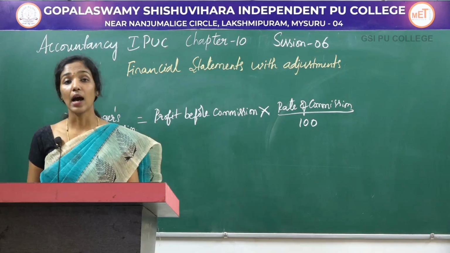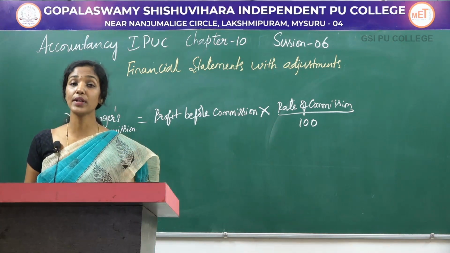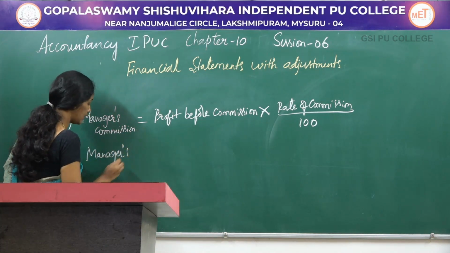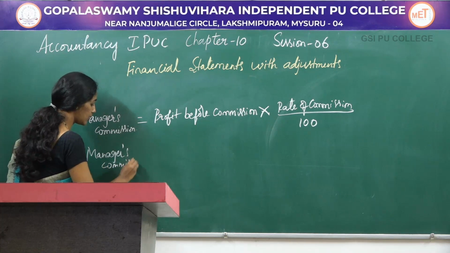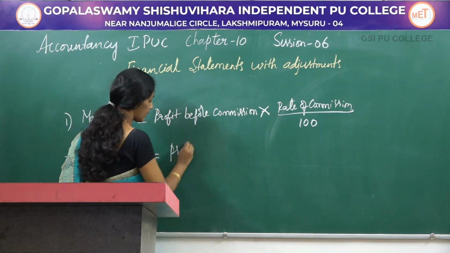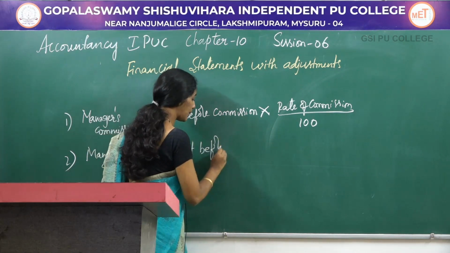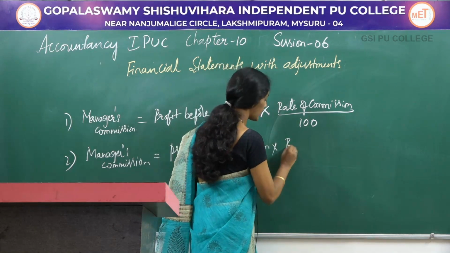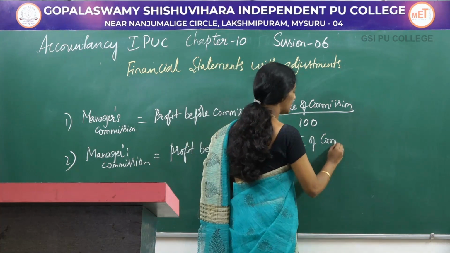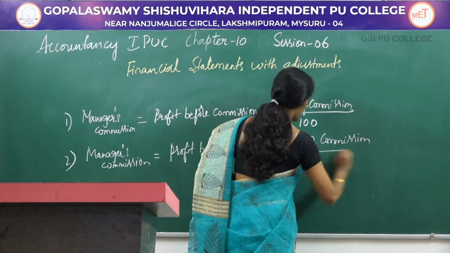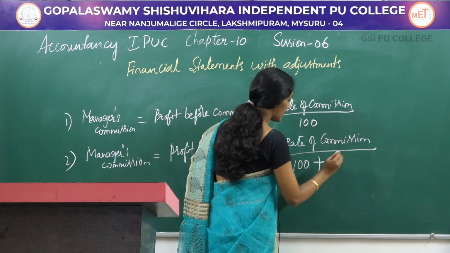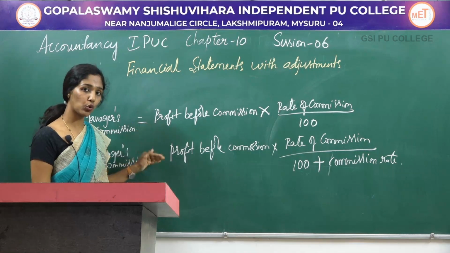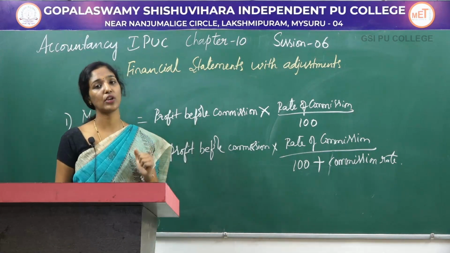The second one is commission allowed on the net profit after charging such commission. And there is a separate formula for this. Manager's commission equals profit before commission into rate of commission divided by 100 plus commission rate. You have to use these two formulas depending upon the situation given in your problem.